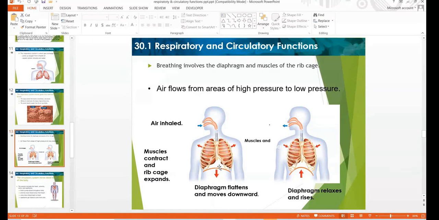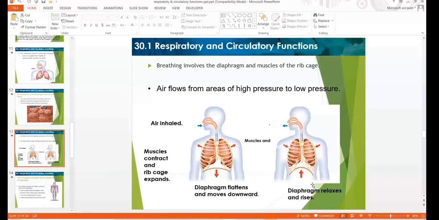Then when you exhale, the ribcage muscles relax like this and the ribcage becomes smaller. The diaphragm also relaxes, causing it to rise and regain its dome-like shape. Now the air pressure inside your lungs is greater than the air pressure outside your body, so the air flows out. Okay, so this is what happens when you're inhaling oxygen and exhaling carbon dioxide.